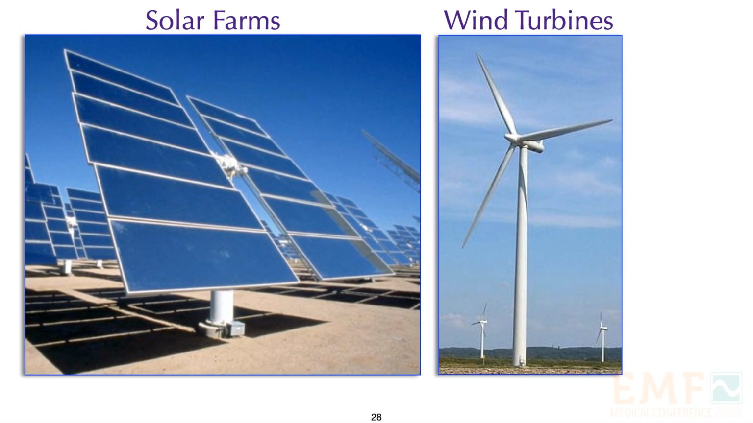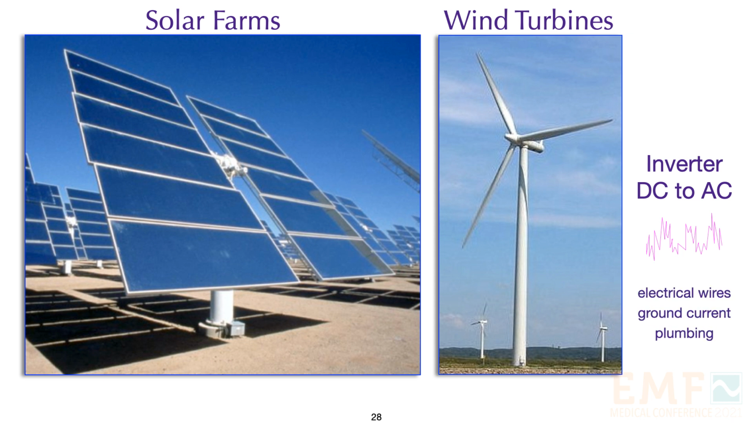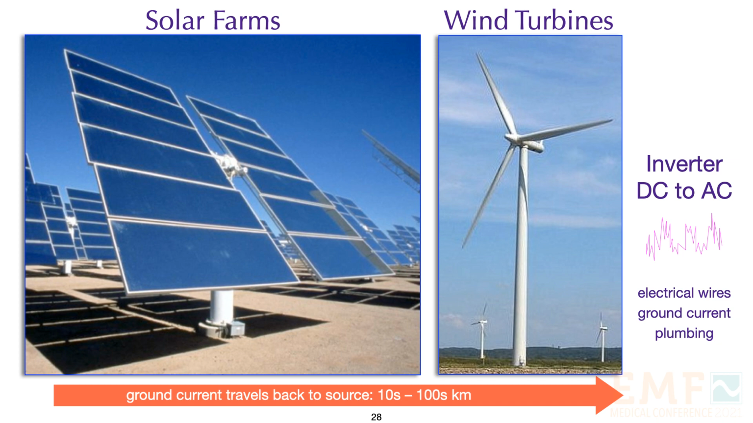In our attempt to reduce the use of fossil fuels, we are moving towards the use of green energy. However, there is one problem. When the direct current is converted to alternating current via the inverter, dirty electricity is produced. This dirty electricity then flows along electrical wires along the ground, and it comes into homes via plumbing. It can travel tens to hundreds of kilometers.